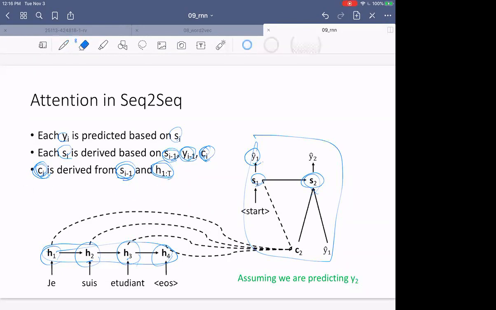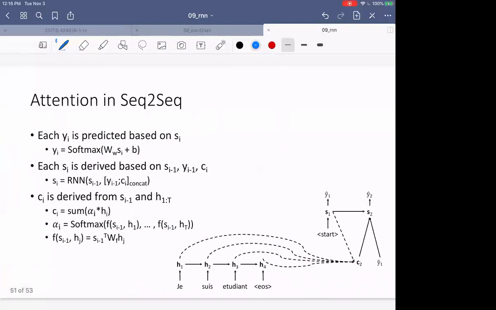All right. So I hope this part is also clear, right? Then we need to look at how it is actually derived, equation by equation. Yi is obviously just a softmax based on Si. So it's the same thing. Oh, there should be W here. So Yi is just predicting the English word based on the current state of the decoder RNN. Each Si RNN state is derived from Si minus 1, Yi minus 1, Ci.